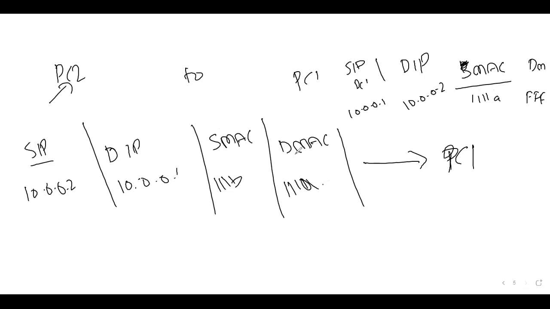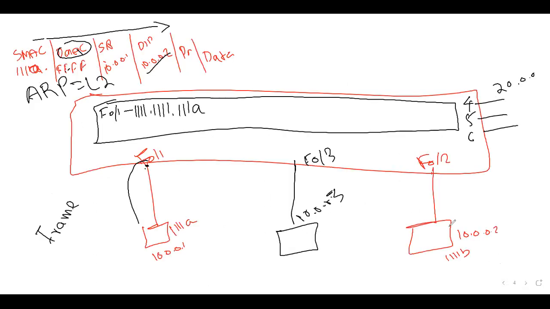So the question here: when PC1 sent a frame to PC2, PC1 did not know the destination MAC, so it put FFFF. But now we put the exact MAC because the received frame has the source MAC 11A. This packet goes back from PC2 to PC1 with RARP, reverse ARP. When the reverse ARP content comes from PC2 back to F0/1, F0/2, sorry. What is the next action?